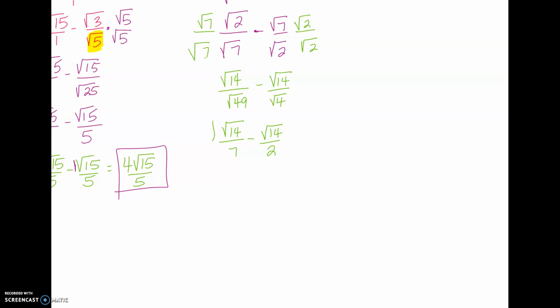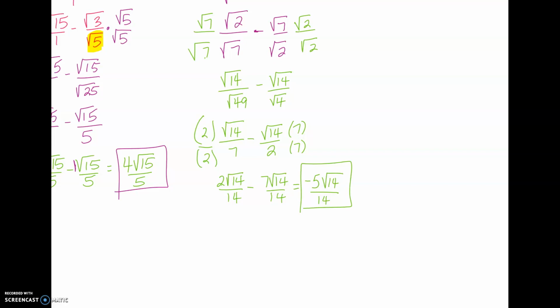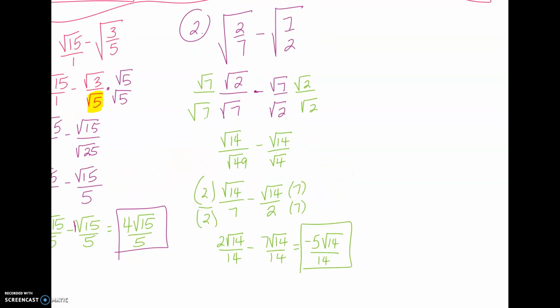So, I'm going to multiply the first one by 2 over 2, and I'm going to multiply the second one by 7 over 7. So I get 2 square root of 14 over 14 minus 7 times the square root of 14 over 14. Remember that you cannot multiply a number with a radical. They both have to be square roots to multiply them. So then I have 2 minus 7, which is negative 5, square root of 14 over 14. And that's all I can do because I cannot simplify something that's a radical with something that is not.